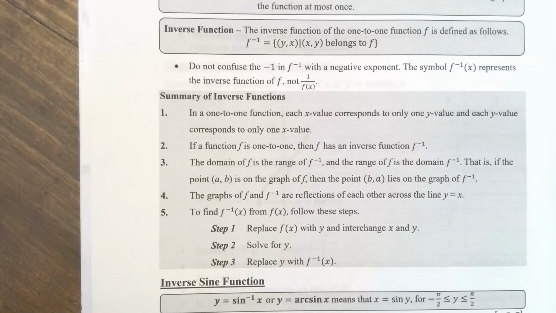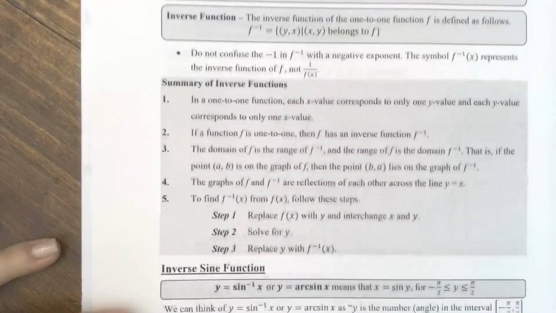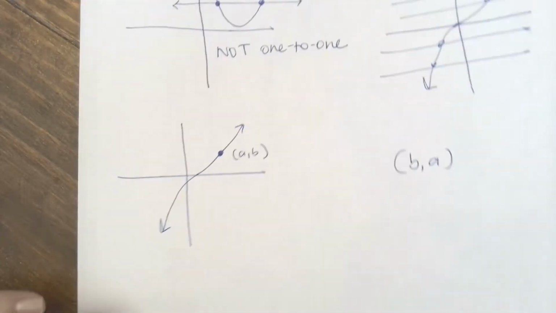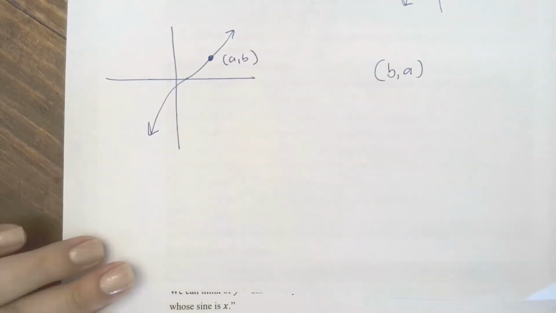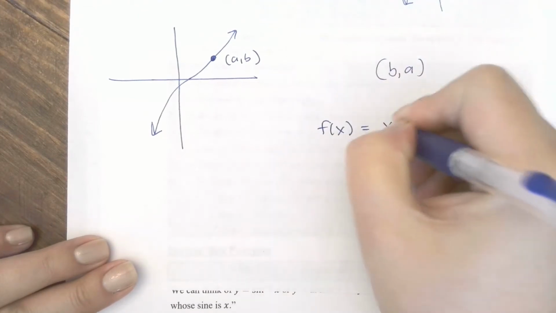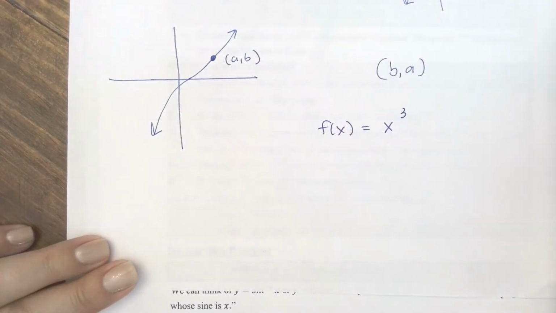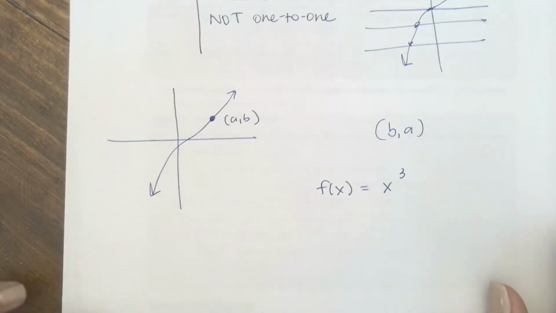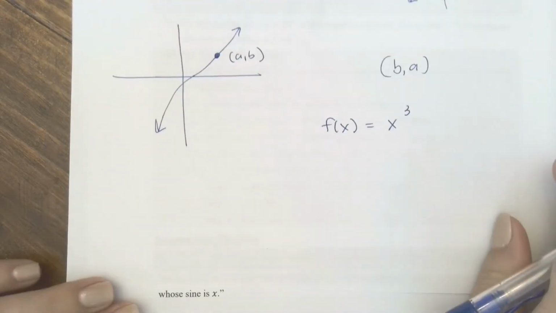And then to find f inverse, you're going to go through these steps. Step 1, replace f of x with y and interchange x and y. Step 2, solve for y. And then step 3, replace y with f inverse of x. So if we were doing an example from algebra, we could say our function f of x equals x cubed. We just talked about that x cubed is a one-to-one function, so therefore it does have an inverse.